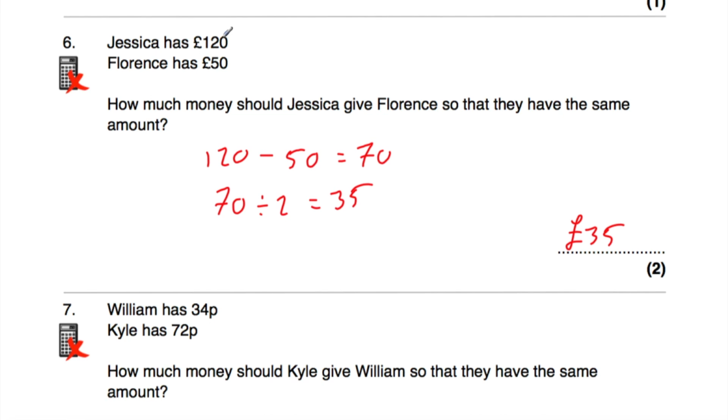And if we check that, if we add 35 to Florence's amount of money, that will go to £85. And if we take £35 away from Jessica's amount of money, 120 take away 35, well, taking away 20 would be 100, take away another 15 would be £85. So what I've done is I've looked at how much extra Jessica has than Florence, that's £70. Well, half that, I've said give half of the extra money to Florence, and then they both have the same amount of money. So that's one way we could have done that question.